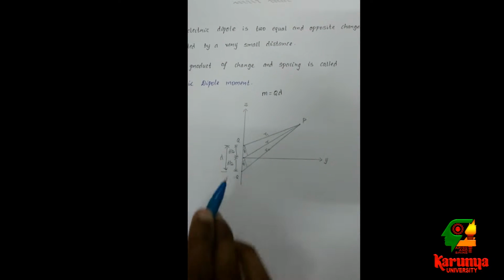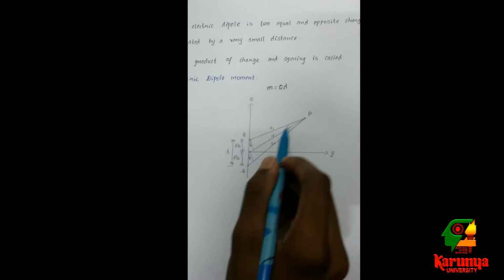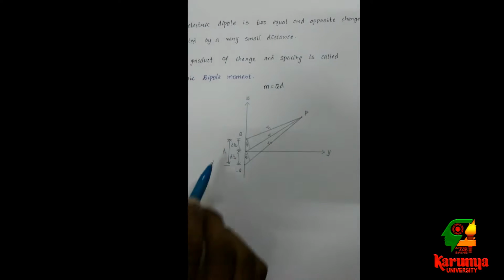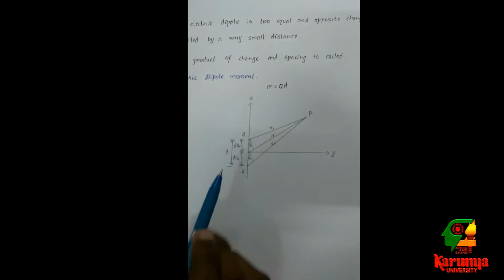Now let us calculate the electric potential that is produced due to a dipole. Let us consider a dipole, that is q and minus q, separated by a distance d. Now this is an electric dipole. Consider any point P at a distance r from the center, at a distance of r1 from q and a distance of r2 from minus q, and the center is exactly in between, that is the distance between q and the center is d by 2, and here it is d by 2.